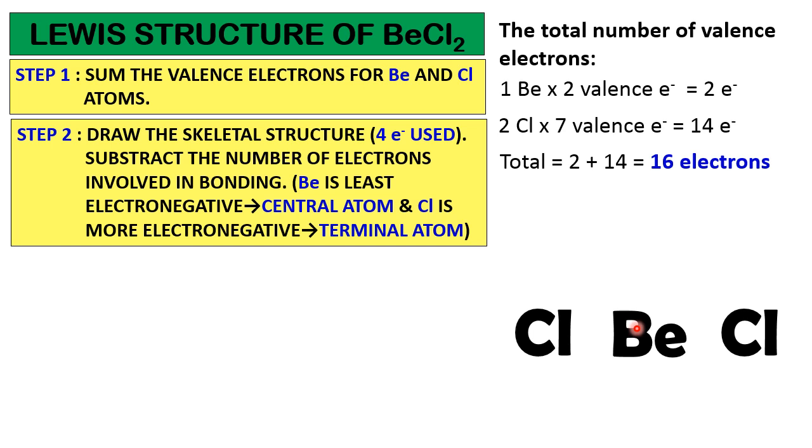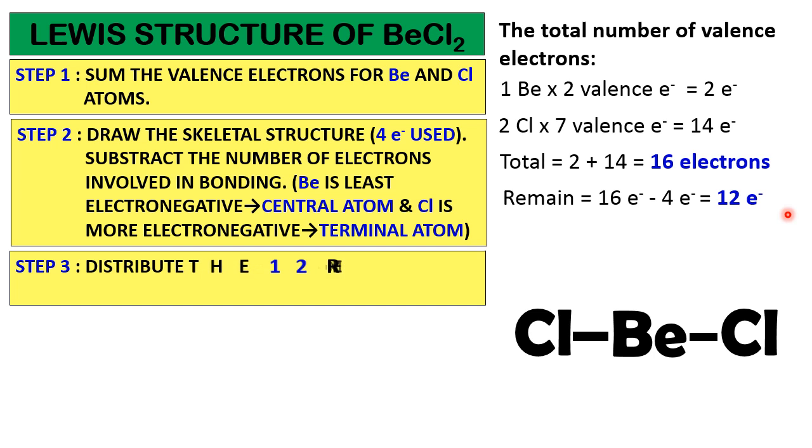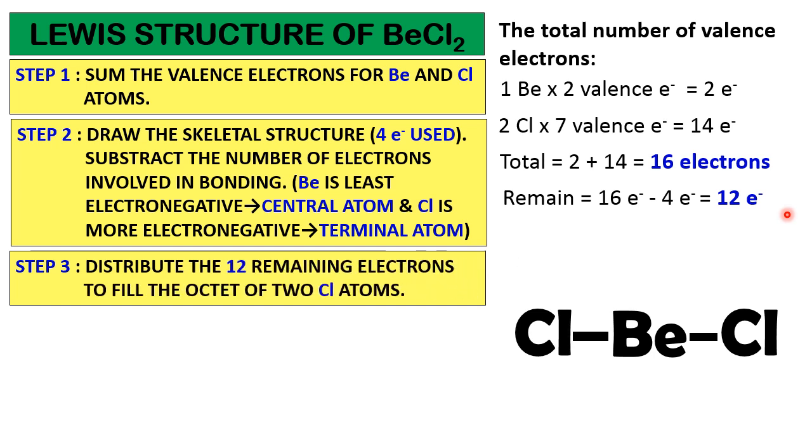For the skeletal structure, I need to use 4 electrons. 2 electrons are used to draw a single bond, and another 2 electrons are used to draw another single bond. So 4 electrons have been used to draw the skeletal structure. After subtracting 4 electrons, I have 12 electrons left. Step 3, we distribute the 12 remaining electrons to fill the octet of the 2 chlorine atoms. So 6 electrons will be put on one chlorine atom, and another 6 electrons on the other chlorine atom. So there are no more electrons left.